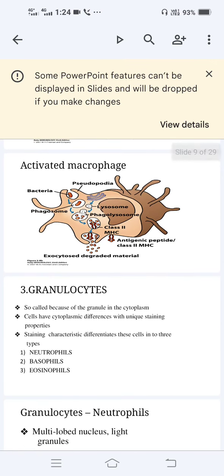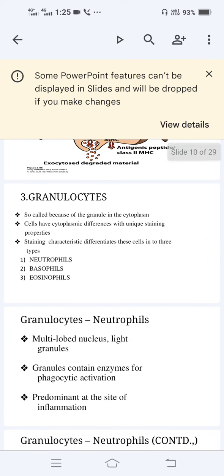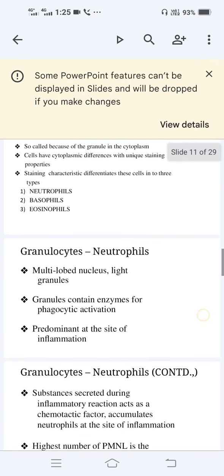Granulocytes, so called because of the granules in the cytoplasm. Cells have cytoplasmic differences with unique staining properties. Based on the staining, there are three types of granulocytes: neutrophils, basophils, and eosinophils.